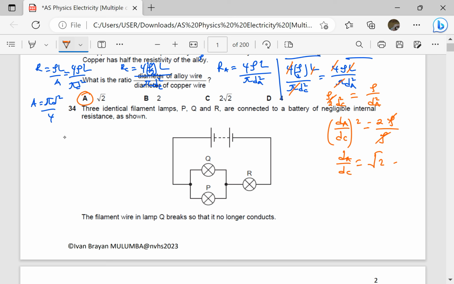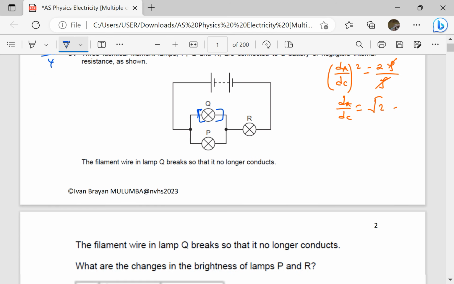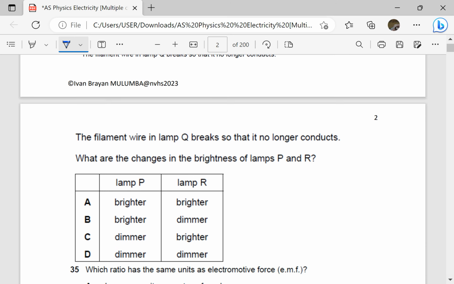Three identical filament lamps P, Q, and R are connected to the battery of negligible internal resistance. Okay, they are identical, so that means we can say they have the same resistance. The filament wire in lamp Q breaks. So the filament, this one breaks, so that means it is out, so that it no longer conducts. What are the changes in the brightness of lamps P and R?